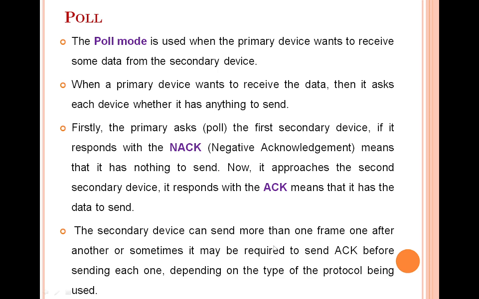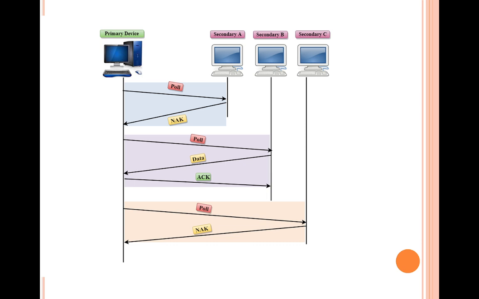The secondary node can send more than one frame, one after another, or sometimes it may be required to send an acknowledgement before sending each one. That is, acknowledgement may be sent for each and every data frame, or otherwise it may be combined together, and transferred for a group of successful data frame communications. There are two possibilities. Now you can see a pictorial representation, which is easier to understand compared to the theoretical explanation.